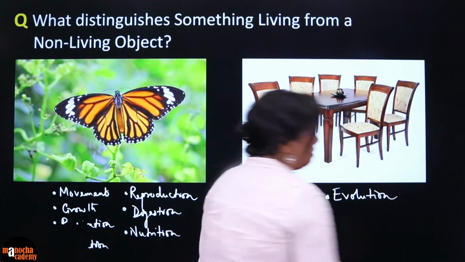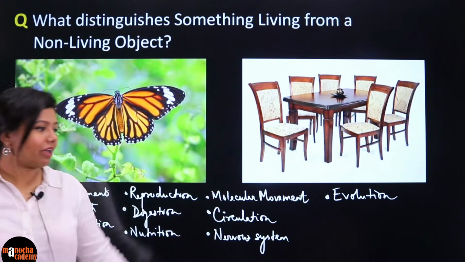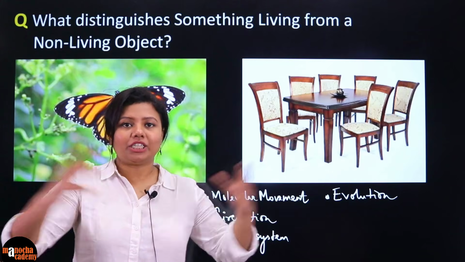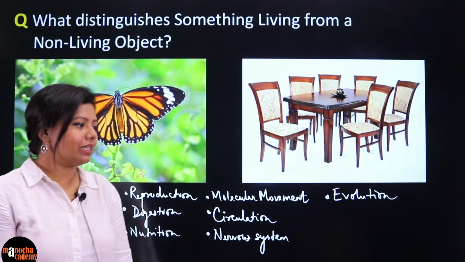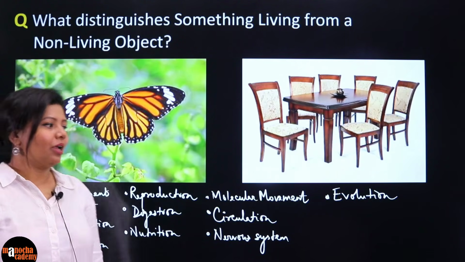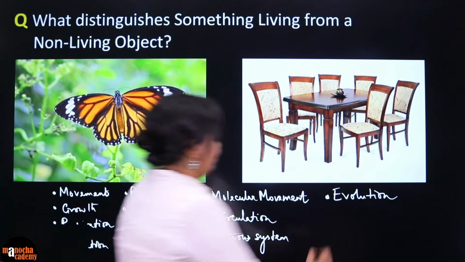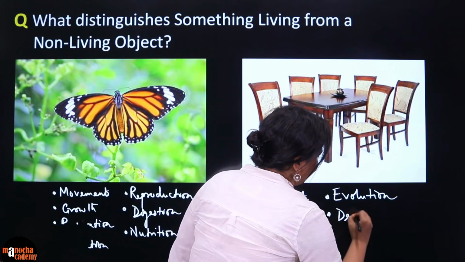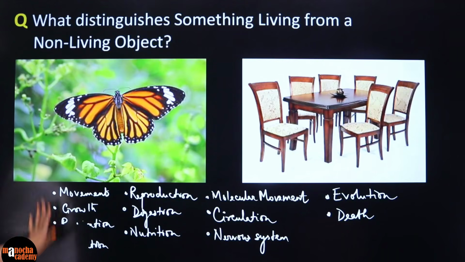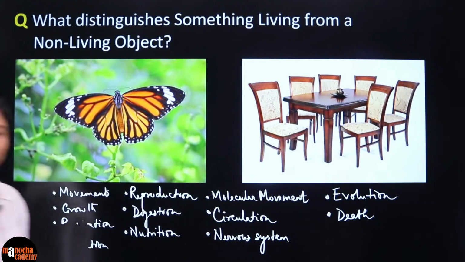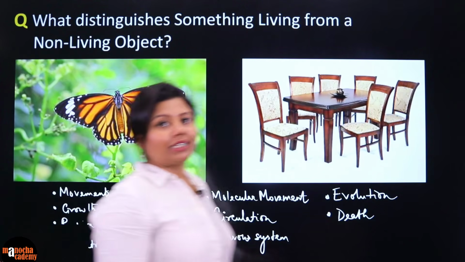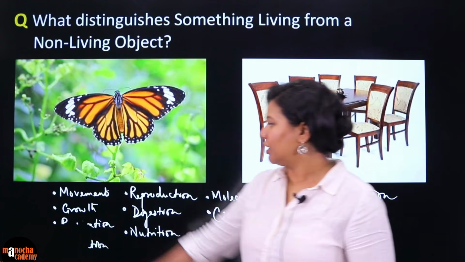Evolution, very, very important and one of my favorite topics. Evolution, that is changing from one form to the other. Anything else? All right. Okay, I'll take that too. Death. Okay, so let us go through these points. These, you are saying, are characteristics of living organisms.